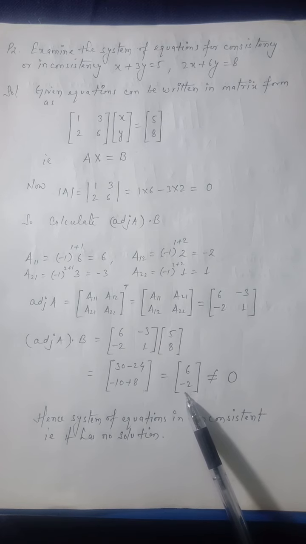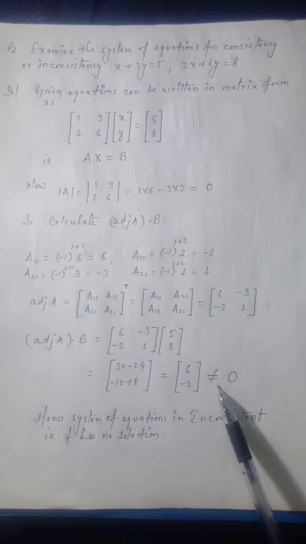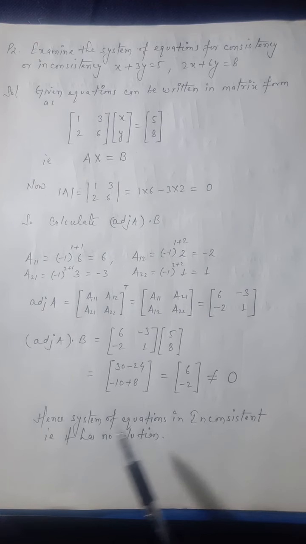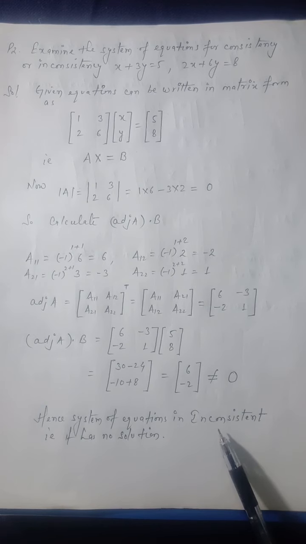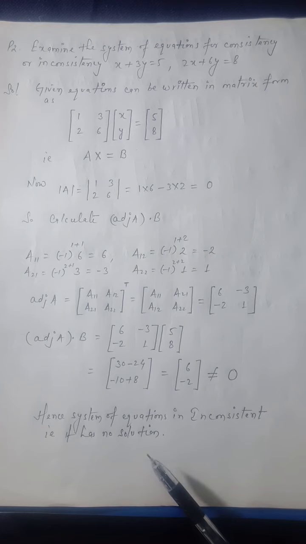So according to the chart, we will say when it is a null matrix, then there is a different case. But in this case, this is not a null matrix. So we will say that the system of equations is inconsistent or it has no solution.